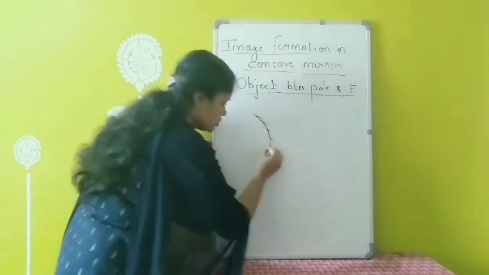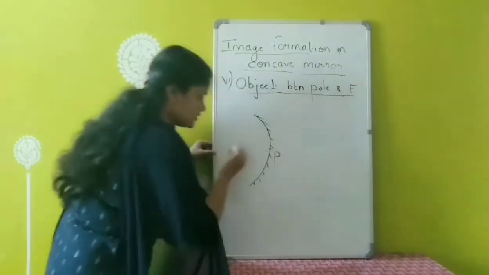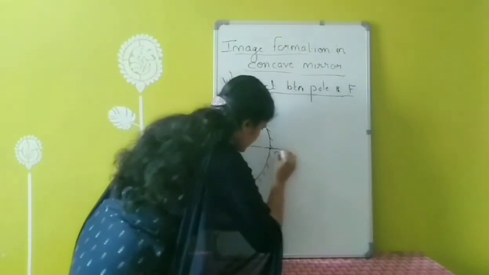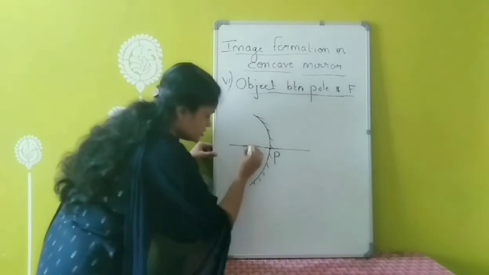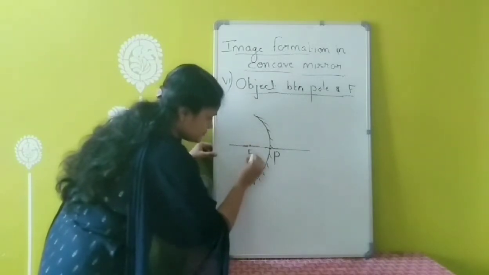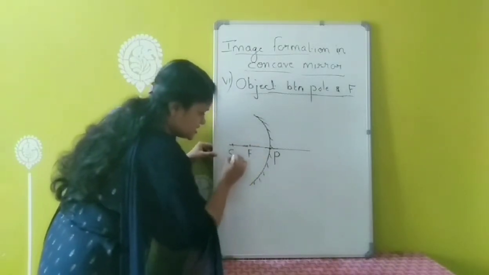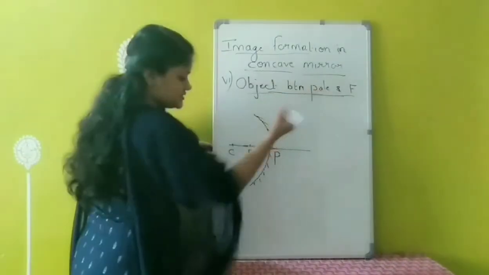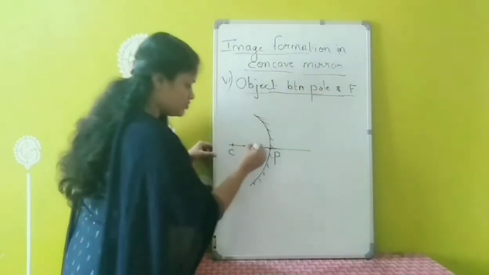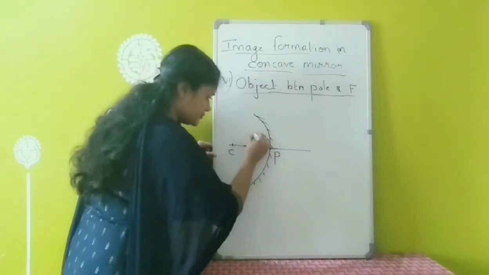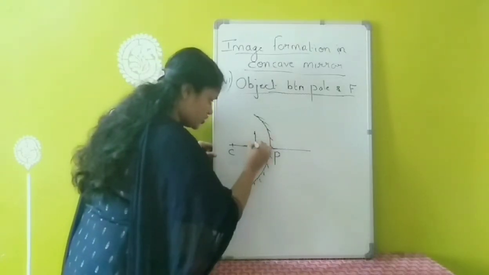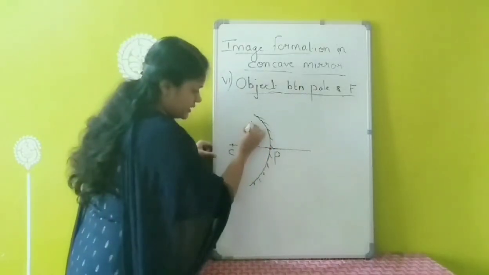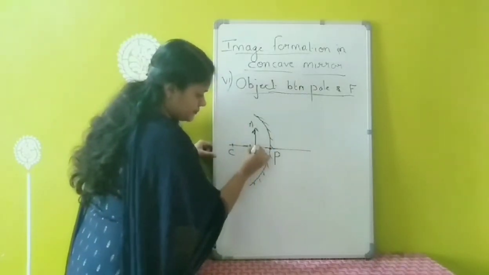Concave mirror. Pole. I am drawing a principal axis. So this is focus. This is center of curvature. Trace the distance we can mark center of curvature. And here we are assuming object is between pole and focus. So I am taking the object somewhere here. Suppose this is the object A, B.